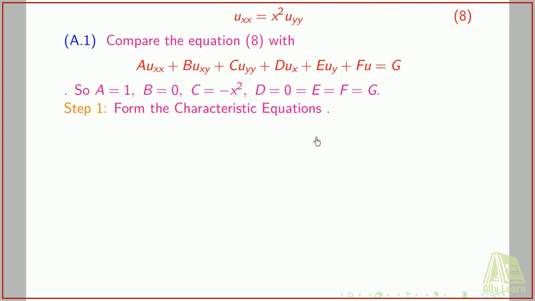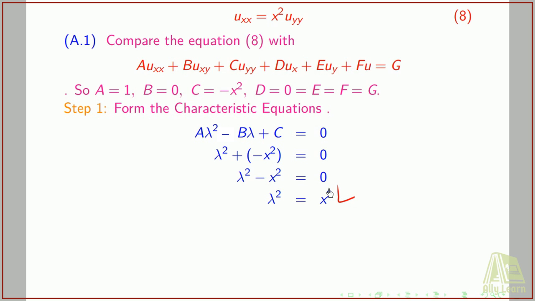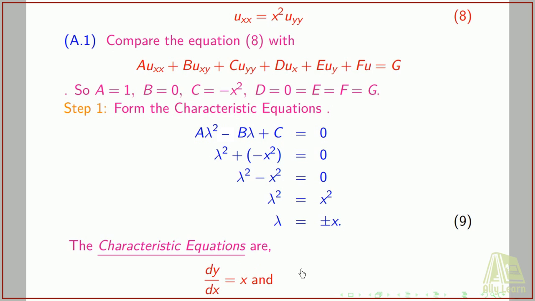As you must be remembering, for that we consider this equation. Now just put the values of A, B and C. A was 1, B was 0 and C was minus x square. So we get this expression, and now we calculate our lambdas. We get lambda equals plus minus x. So the roots of this equation are lambda equals plus minus x. After this I write my characteristic equations, and these are dy by dx equals x and dy by dx equals minus x. These are my characteristic equations, obtained by calculating the roots of this equation.